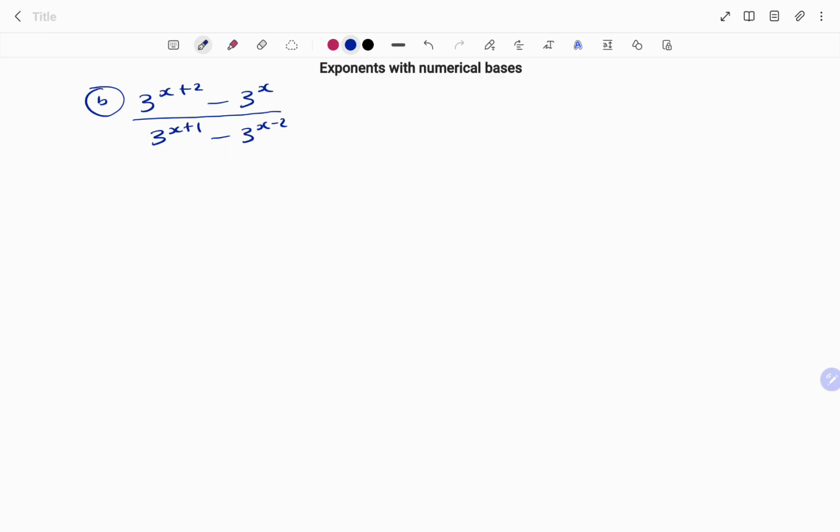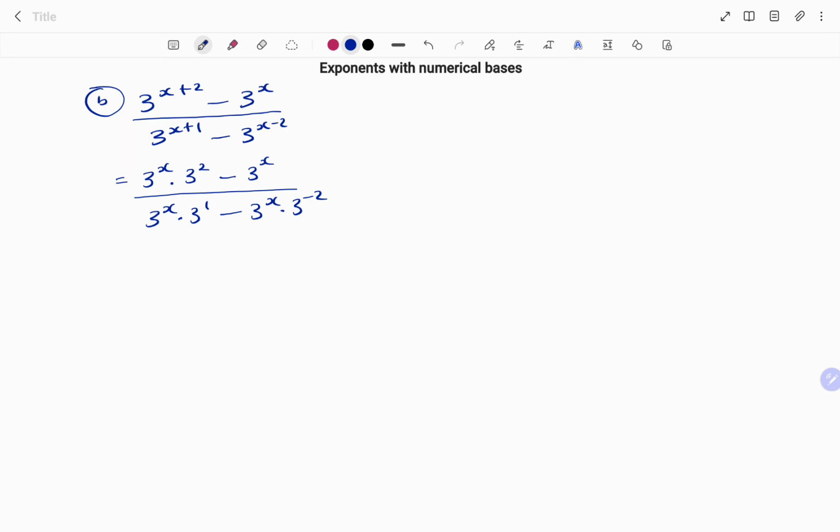In the second example, I have (3^(x+2) - 3^x) all divided by (3^(x+1) - 3^(x-2)). Like I did in the first example, I'm going to split up each term. So this will give me 3^x times 3 to the power of 2 minus 3^x, all over 3^x times 3 to the power of 1 minus 3^x times 3 to the power of minus 2.